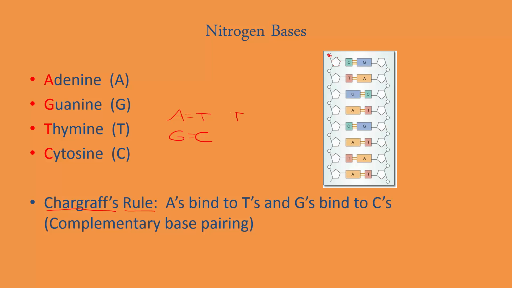This can also be written this way: thymine equals adenine and cytosine equals G. It can go either way. But C's and G's will always be found together, and T's and A's will always be found together. So whatever you need to do to memorize that A always goes with T and G always goes with C, that's what you need to know. That is Chargaff's rule.